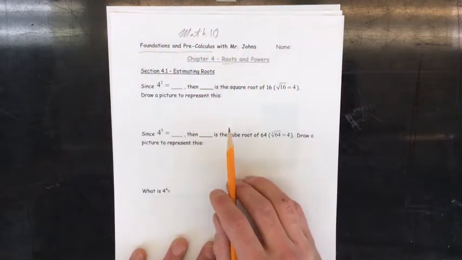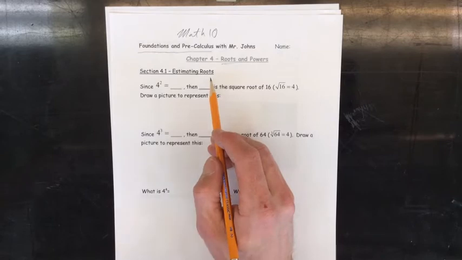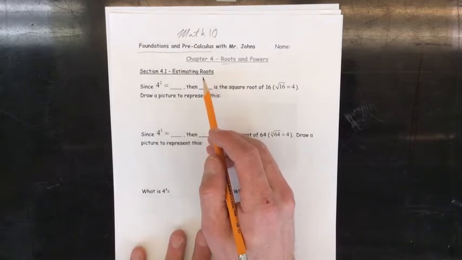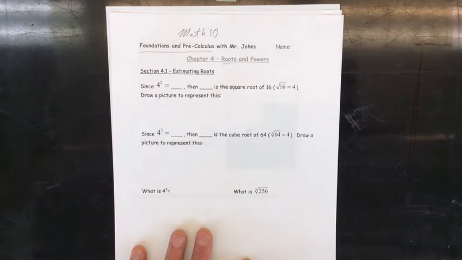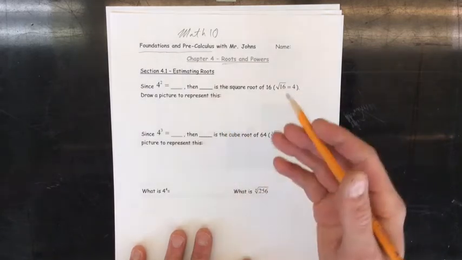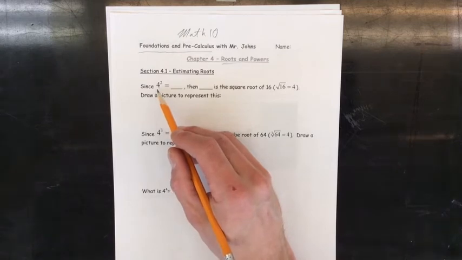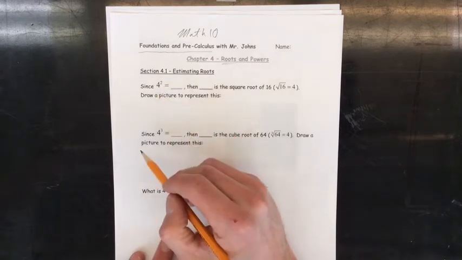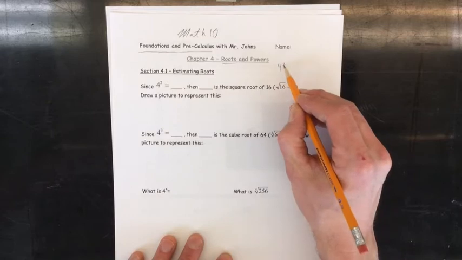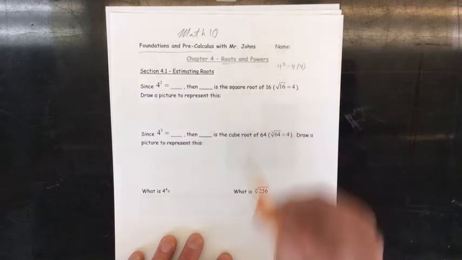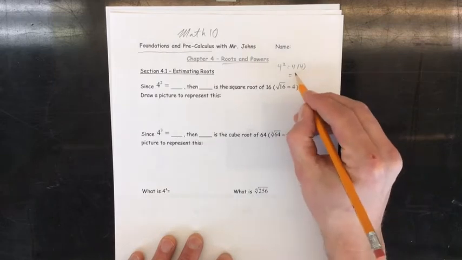So this section is section 4.1, which is estimating roots, or square roots. But we need to understand the relationship between squares and square roots, or cubes and cube roots. So let's use the value of 4. If we think of 4 squared, it's like saying 4 times 4, 4 multiplied twice. And this is going to give us 16.